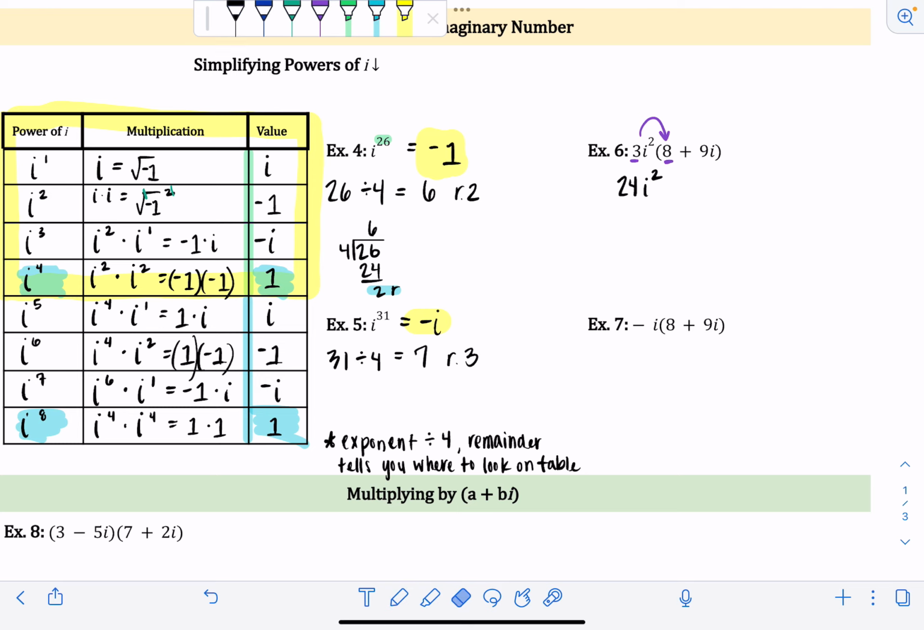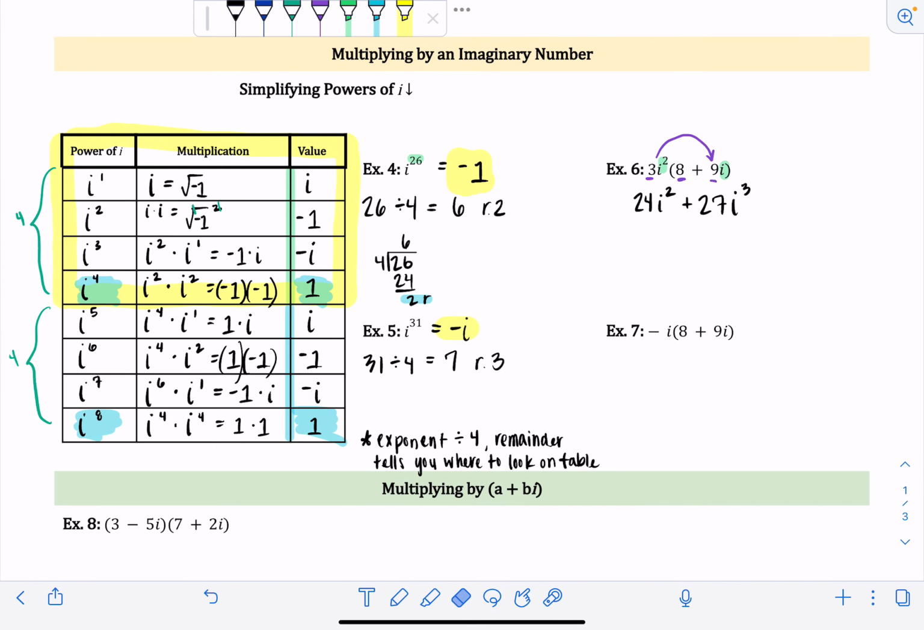And then now I'll distribute the 3i squared to the 9i. Same idea, just multiply the 3 and the 9 to get 27. But then I do have to multiply the i and the i. So i squared times one more i, or think of it as i squared is 2 i's times a third i. So that would become i to the third power. And these two powers, i squared and i cubed, are on your table. So you don't have to do any crazy dividing or remainder to find those. We just have to simplify them because they have exponents over i, so it's not simplified.